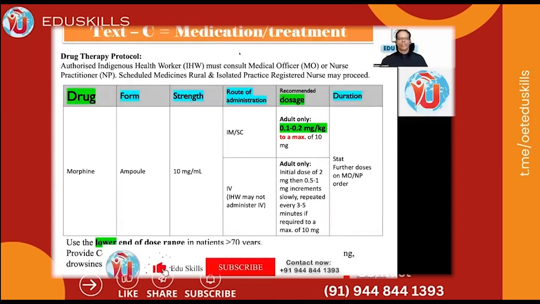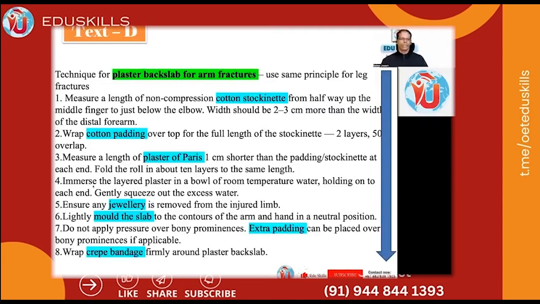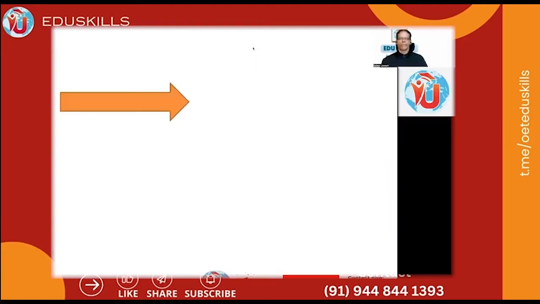Text C, medication or treatment. The main words are drug, form, strength, route of administration, dosage, and duration. These are the main words. And text D, the main thing is plaster, backslab for arm fractures. There is no other main heading here. So you can definitely understand that when you speak of plaster, backslab for arm fractures, the procedure is given. There is a link between beginning and end. It progresses. They are giving you step by step what to be done: wrap, measure, immerse, ensure, and lightly mold. Also wrap the crepe bandage. So there is a procedure given step by step. So these are the four paragraphs.